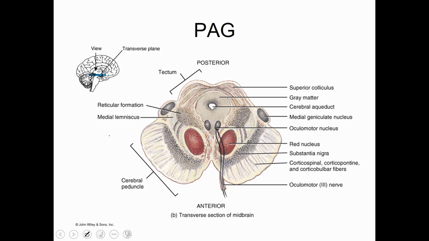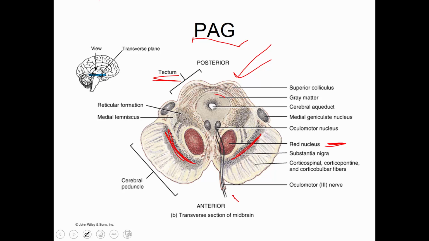We also have antinociceptive pathways, so the PAG, periaqueductal gray matter. This is the midbrain. Here is an interesting structure, the red nucleus. We'll talk about that when we talk about motor activity. This is the substantia nigra. We'll talk about this in motor when we talk about Parkinson's. This is a nucleus that then goes to the eye, the oculomotor nerve. This is an area called the tectum. When you stimulate the tectum, you feel intense pain.